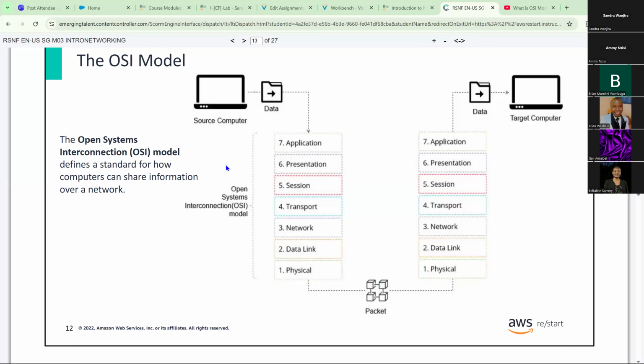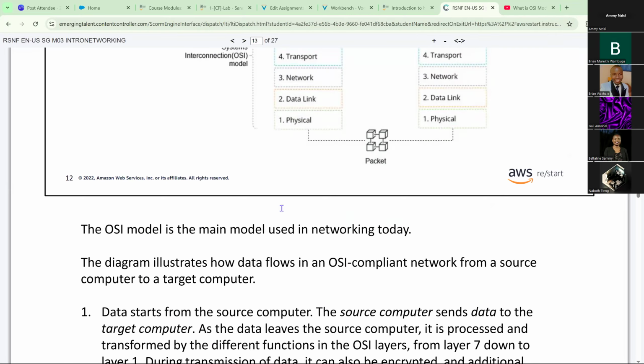Because as you go through these layers, you'll discover that your packet changes its name, or it rather changes its composition. That is why at this layer it is in a different form or a different presentation, and in this other layer, it's in another form. In this illustration, we have two computers connected in a network. On the right, we have the source computer, and on the left, we have the target computer. You can see data leaving our source computer, going through the application layer, all the way to the physical layer, and then it goes all the way to the target computer.